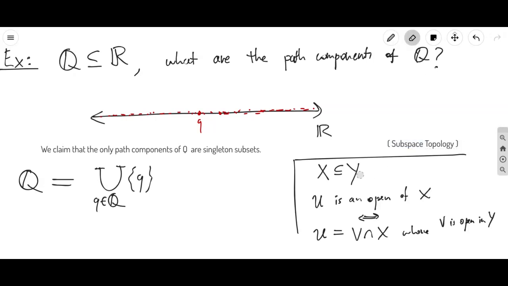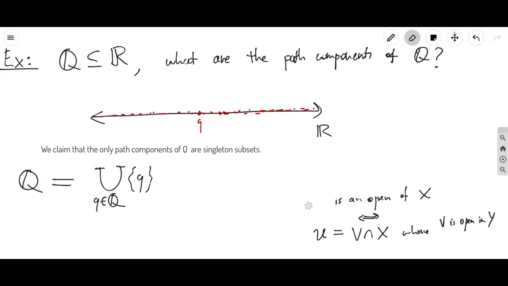So if you have a topological space Y and X is a subset, that subset inherits what is called the subspace topology. And the way the topology works is, an open subset of X can always be written in the following form: it's an open subset of the ambient topology intersected with X. So how do you find the open subsets of Q? You're going to take the open subsets of R, but the open subsets of R are those sets that contain the open intervals.